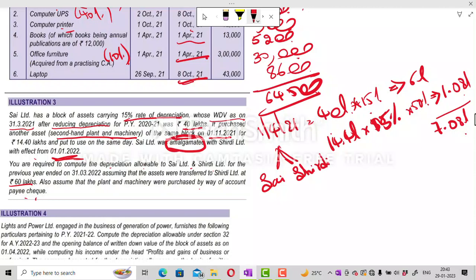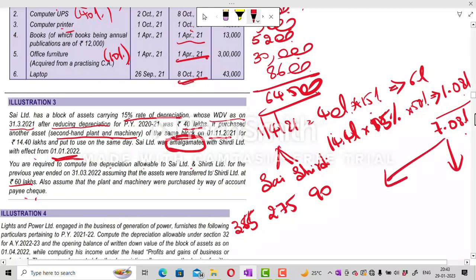Okay. Total days 365 will be there. Among that, Sai, what is Shirdi used by? First January 22 means January 31 days, 28 days of February and 31 days of March means 90 days. 365 minus 90 will be 275 days. So we have to bifurcate in this ratio, right? Seven point divided by 365 into 275.